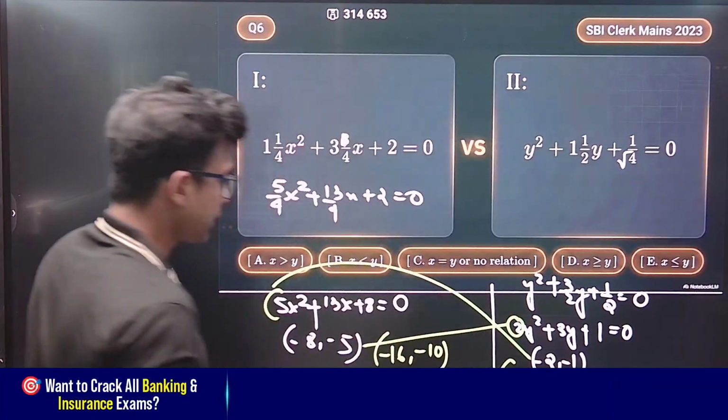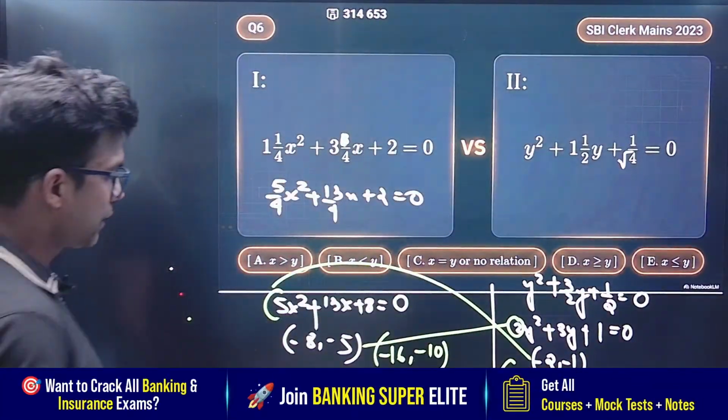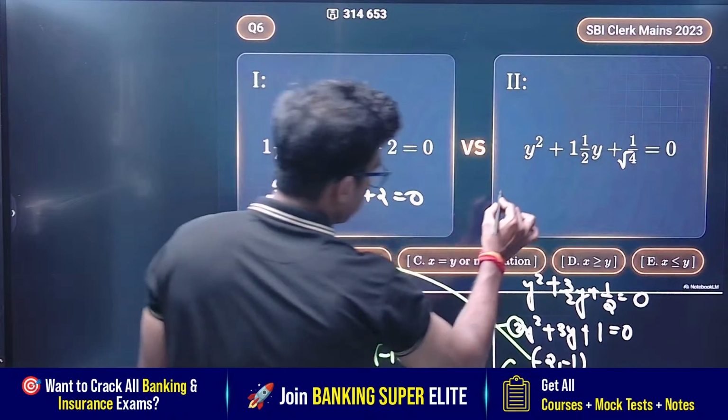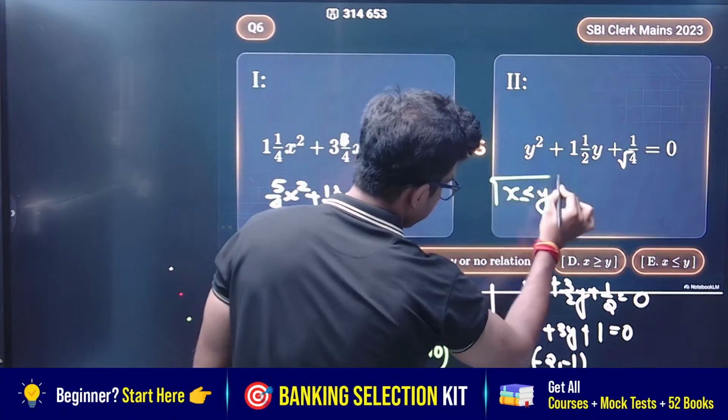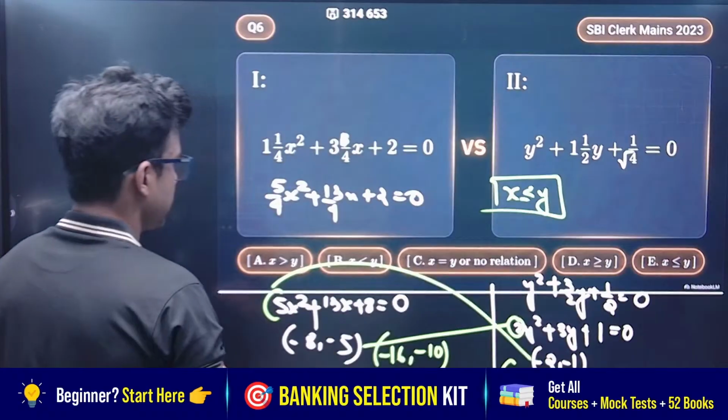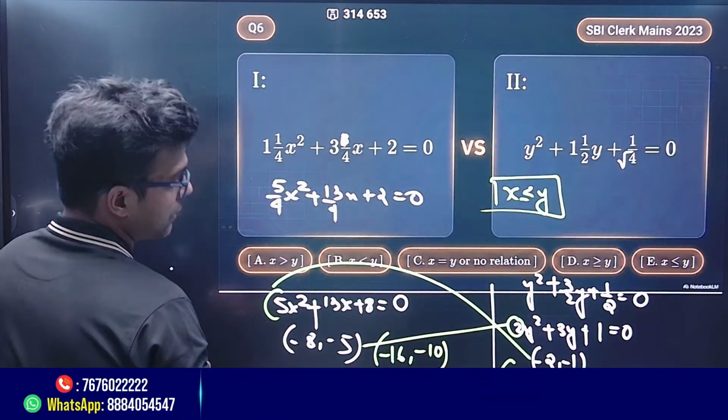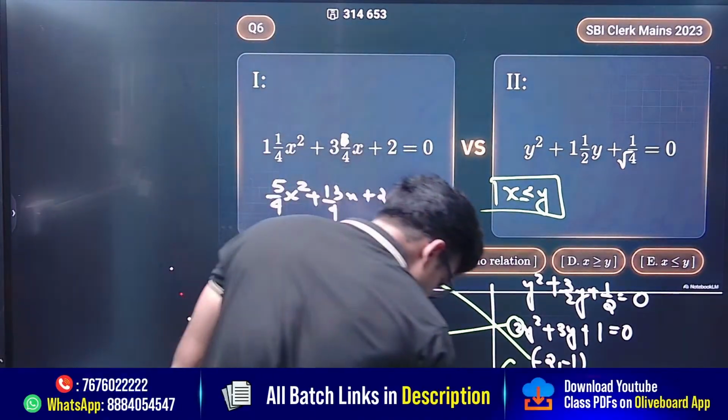Which one is greater, guys? Clearly you can say that x is less than or equal to y. Which option? X is less than or equal to y. Option number E.